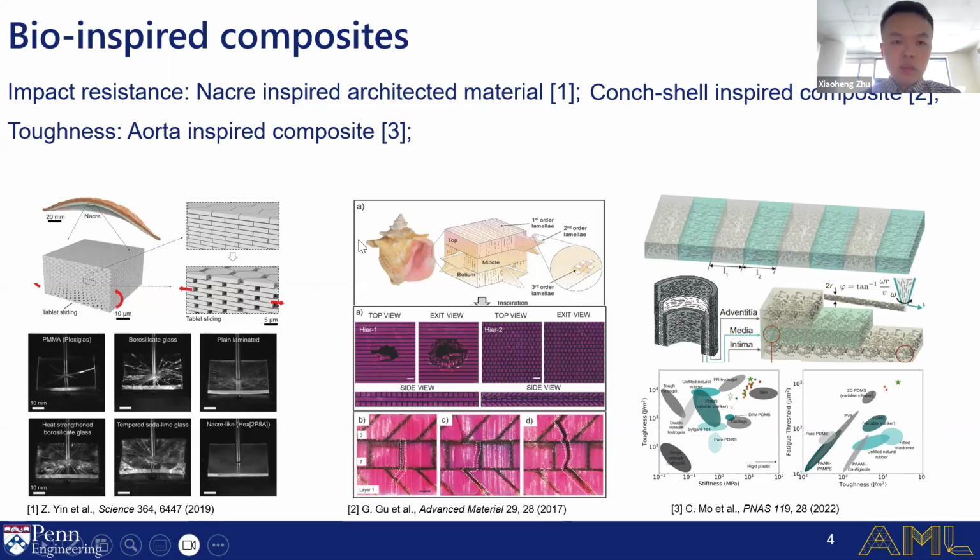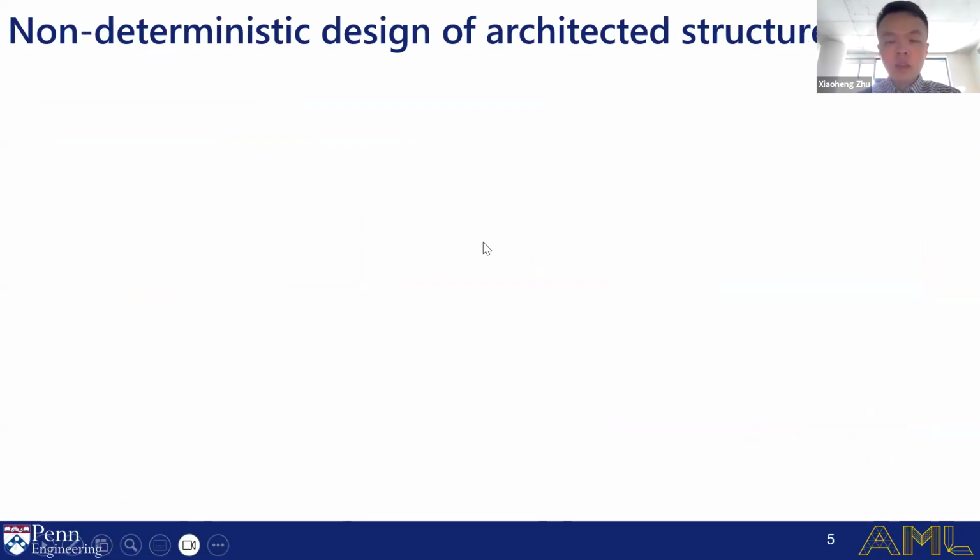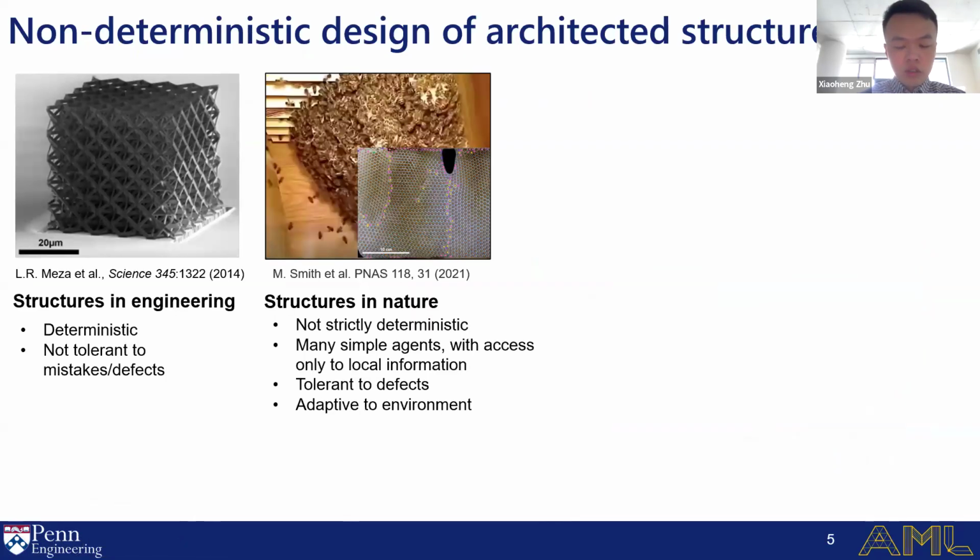So with all of these bio-inspired composites, we can see that basically what they are doing is that they try to extract the characteristics from materials in nature, and then they mimic these characteristics into their materials or structures, to achieve higher damage tolerance. However, materials in nature and materials in engineering are quite different. So that's the reason we try to do some comparison.